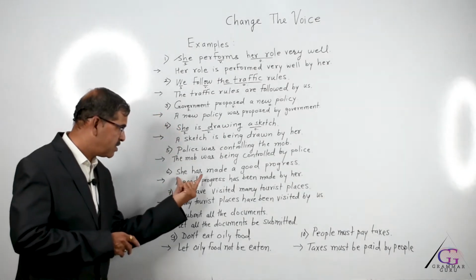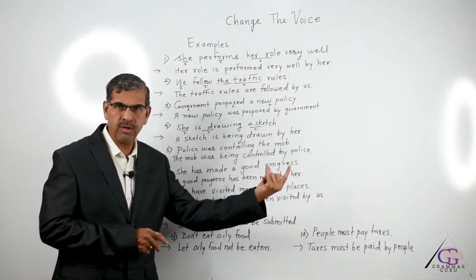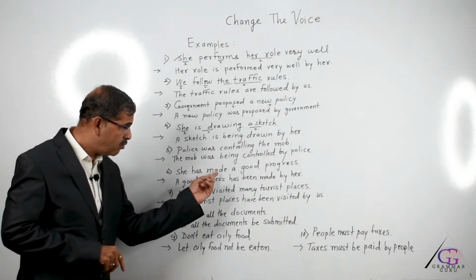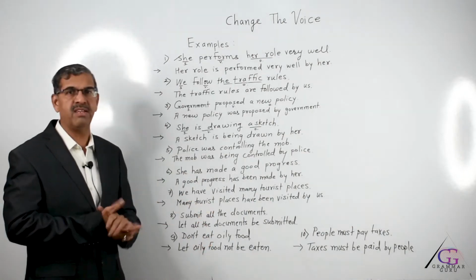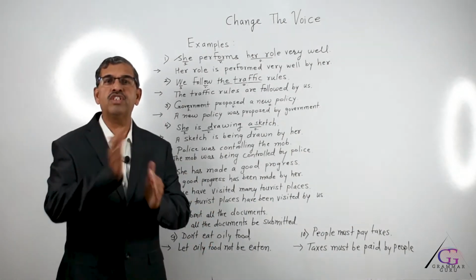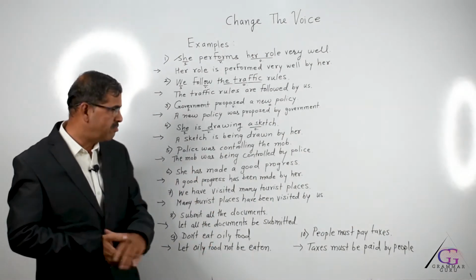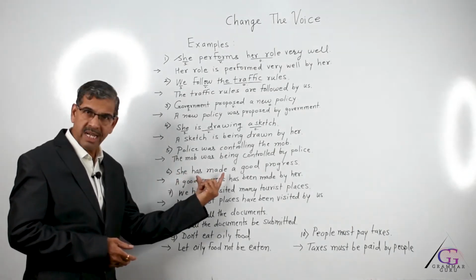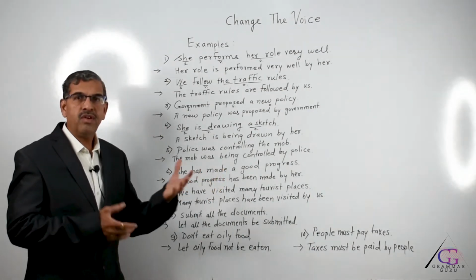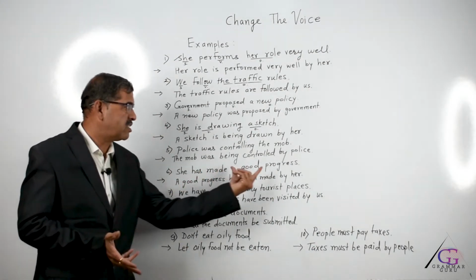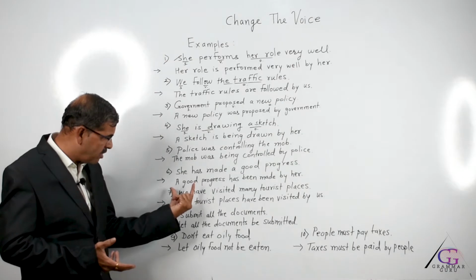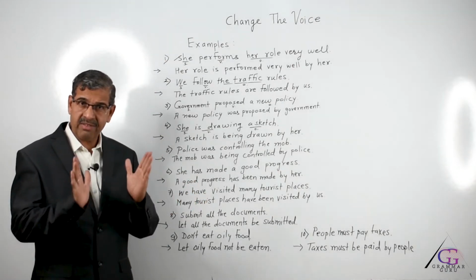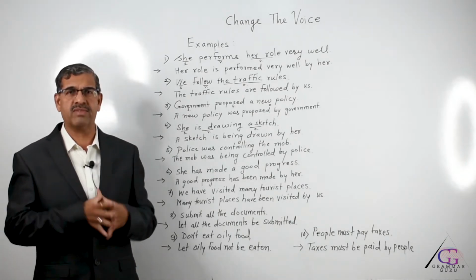Just check out. She has made a good progress. If you see carefully, a third person subject followed by has, then the V3 form of the verb is already available in the sentence. Our job is only to shift the importance from subject to object. In this case, she is the subject, has made is the verb. So if you ask the question what she has made, the answer is a good progress. So it should come over here and start with a good progress. Do not forget, have, has, had must be part of the answer.